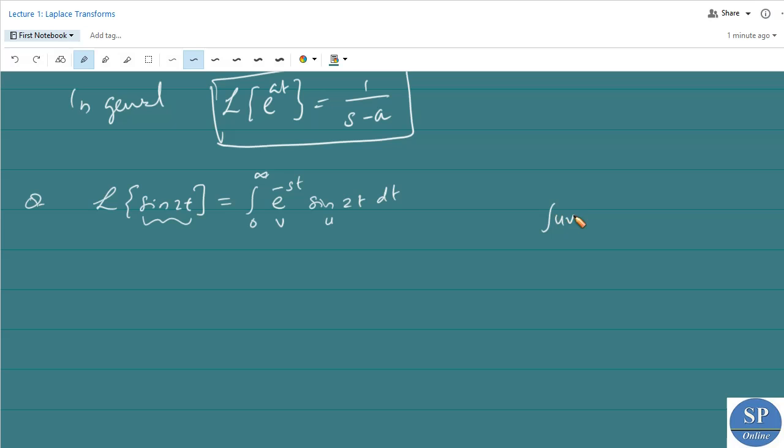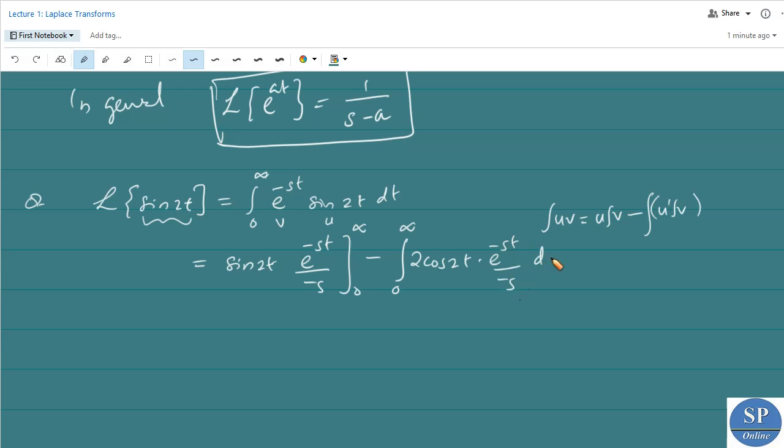So we know integral uv is equal to u into integral v minus integral of u dash into integral v, right? So applying this, here u is sine 2t, so sine 2t into integral of e power minus st, which is e power minus st divided by minus s, from 0 to infinity, minus integral from 0 to infinity u dash. U dash is the derivative of sine 2t, which is 2 cos 2t, into integral of this, that is e power minus st divided by minus s dt.